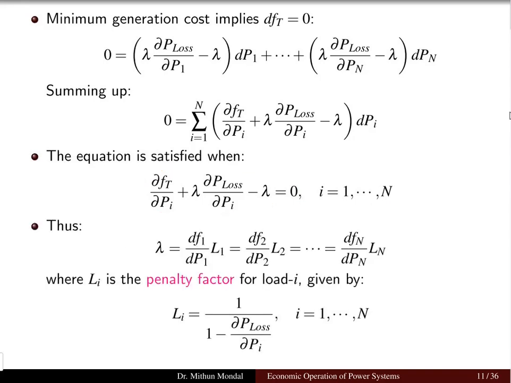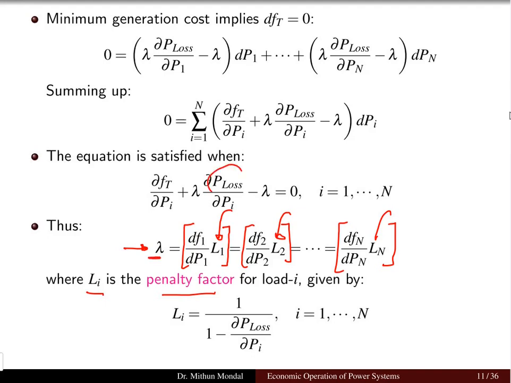Now again, since the incremental cost has to be equal, we will include one new term in the previous expression, which is L1, L2, Ln. What is this Li? Li is the penalty factor. So we are basically including the penalty factor for each plant so that the incremental costs may be equal, because we are including the transmission losses also. So this expression of Li for any plant i equal to 1 to n is given by 1 minus the differentiation of the total power loss with respect to a particular power plant.